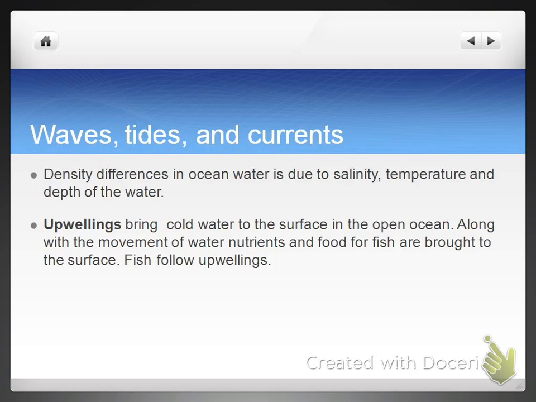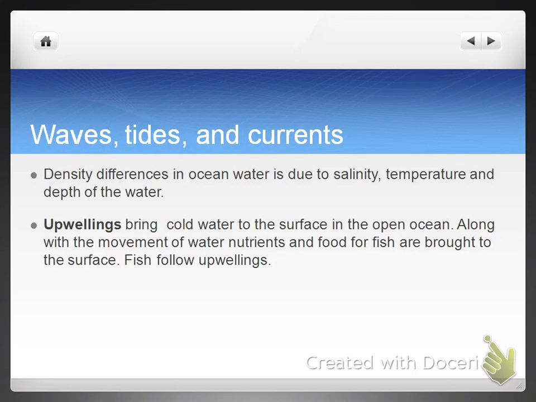It's where you're going to have a lot of activity in the marine food webs going on near upwellings, because fish are going to follow this nutrient matter, because there's going to be a lot of phytoplankton, zooplankton, and small fish there, because food loves food. Or food follows food, I should say, in the marine food web.